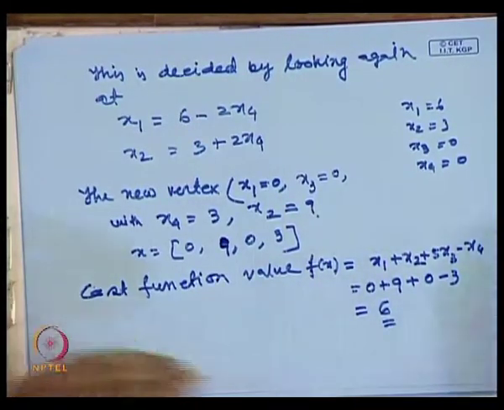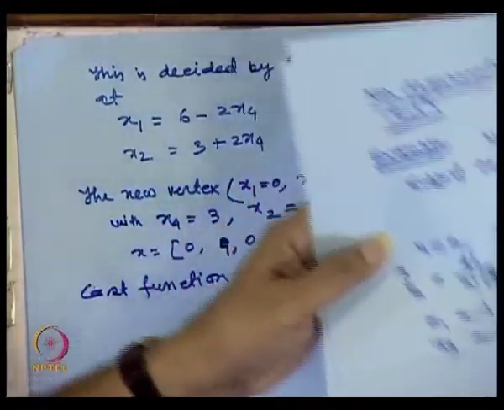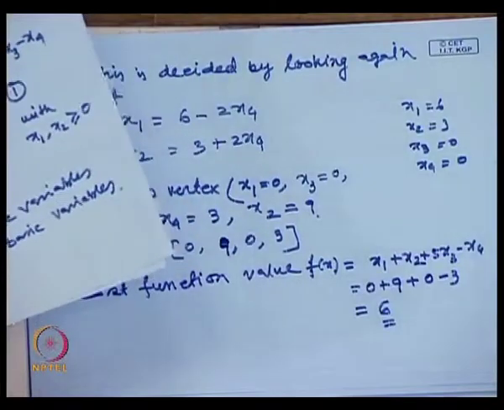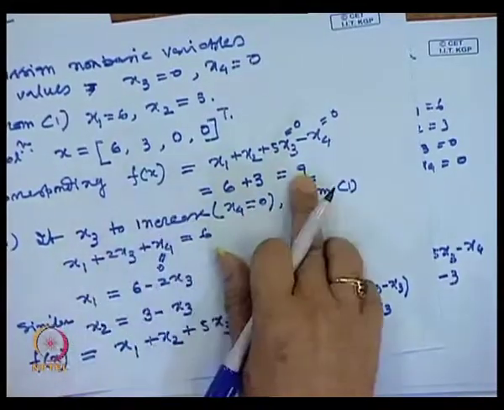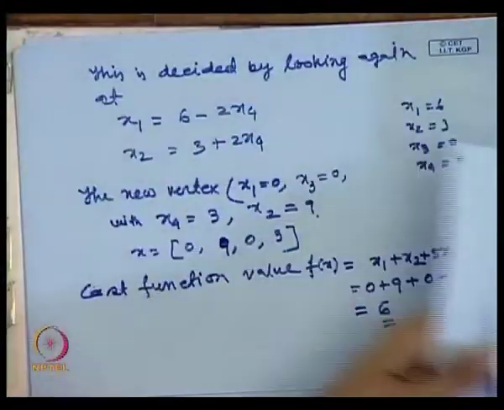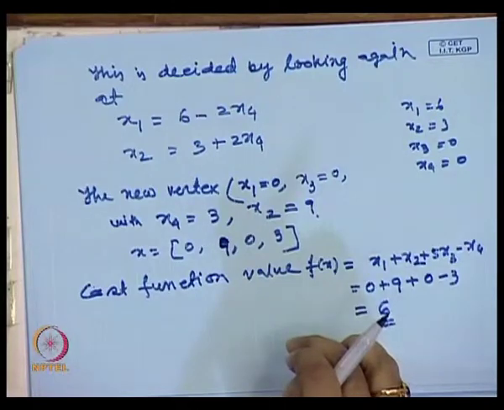So, previously our function value was 9. If you see, the function value at that previous vertex or point was 9. So, that 9 value has now become 6 for the cost function. So, the function value is reduced. So, this function value, next step.